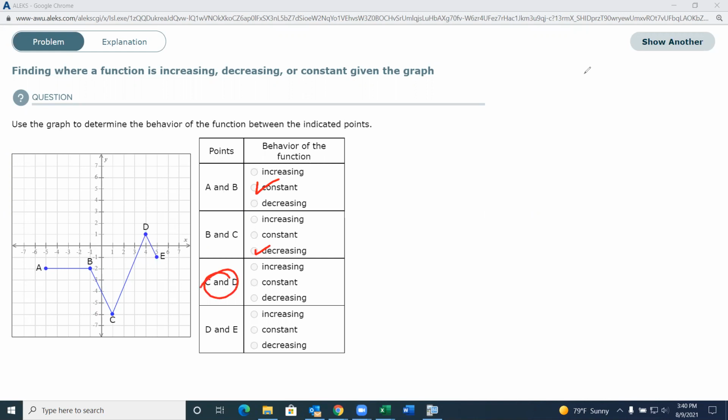From C to D, right in there, the function is going up because we read it from left to right, and so that's increasing. And from D to E, it's decreasing again. That's really all there is to it. Okay, there's no other shoe to drop.